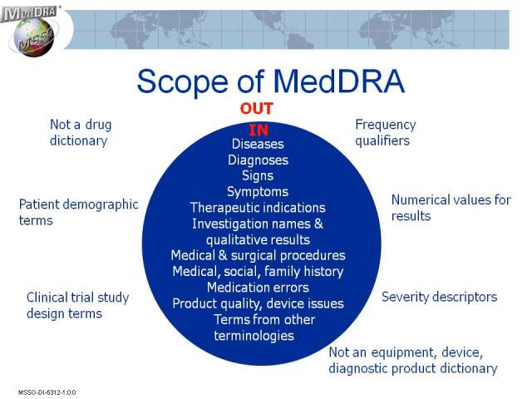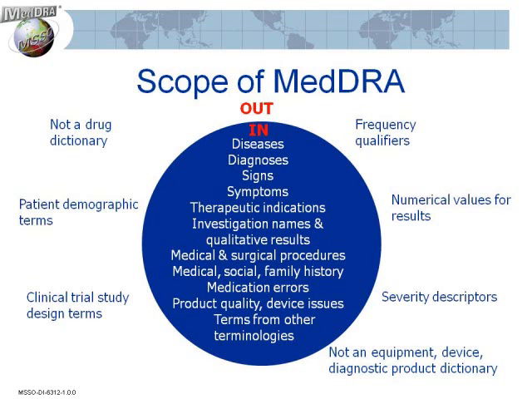I will begin with the scope of MedDRA. Let's focus first on the blue circle, what's within the scope of MedDRA. The first four listed in the circle describe what we typically know to be adverse events: diseases, diagnoses, signs, symptoms. But MedDRA also includes therapeutic indications, names of investigations, and the qualitative results of investigations, such as increased, decreased.